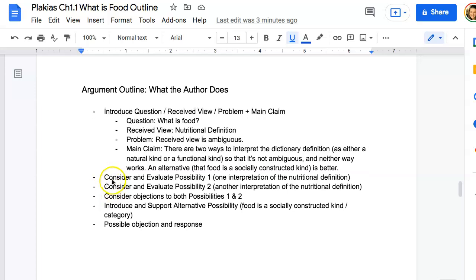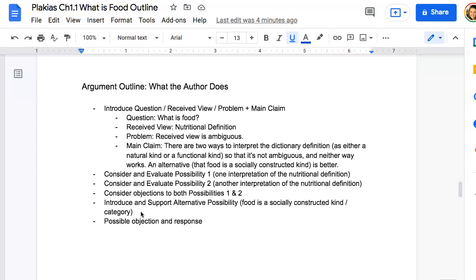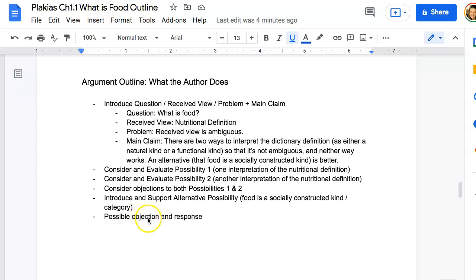The next two sections consider and evaluate two different interpretations of the nutritional definition, our common sense starting point, the dictionary definition starting point. And the next section wraps up and argues why neither one works. Even if we clarify the ambiguity, neither possible interpretation works. She then introduces an alternative, that food is a socially constructed kind or category, and gives some reasons why that makes sense, and considers and responds to objections. So that's the argumentative structure.